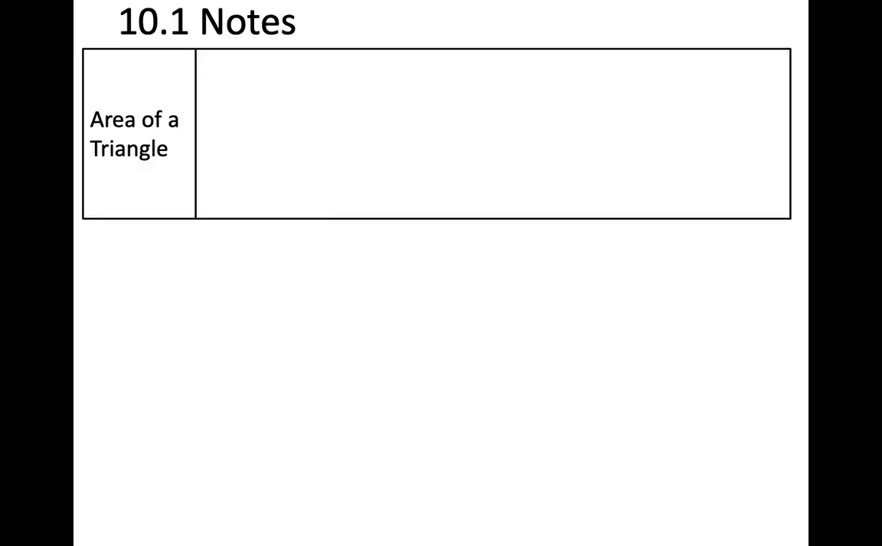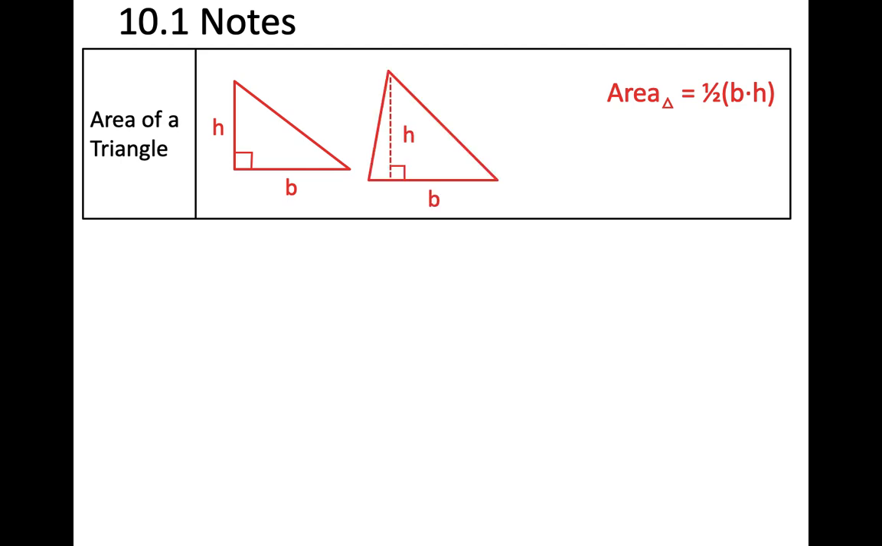Alright, so let's do our notes. The area of a triangle is 1/2 base times height. For a right triangle, the height is actually one of the sides of the triangle. If it's an acute triangle, then the height is inside the triangle. And if it's an obtuse triangle, then the height is actually outside the triangle. So let's do an example of each.